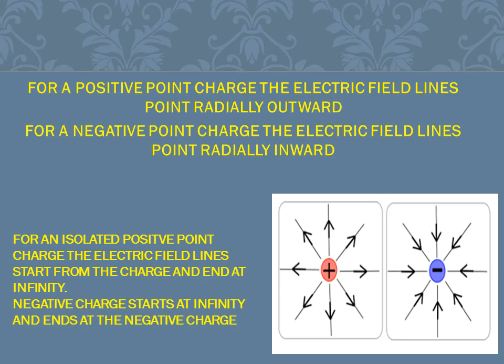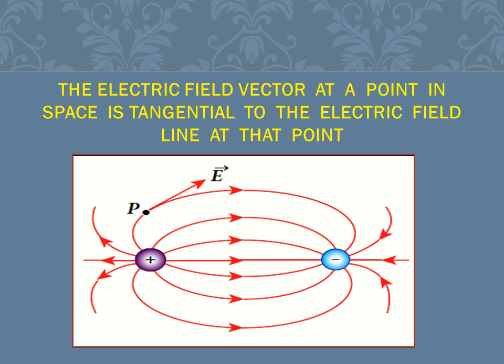Now suppose you have an isolated positive point charge. The electric field lines start from the charge and end at infinity. See the diagram? It starts from the point charge and ends at infinity. If it is a negative charge, it starts from infinity and ends at the negative charge. The next one: the electric field vector at a point in space is tangential to the electric field line at that point. So at any point, if you draw a tangent, you can find out the direction of the electric field.